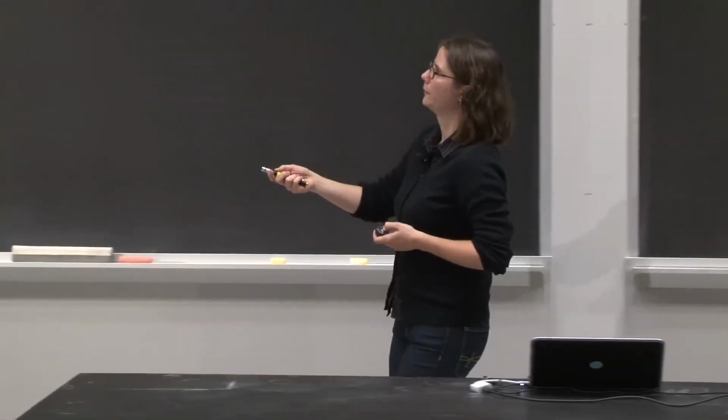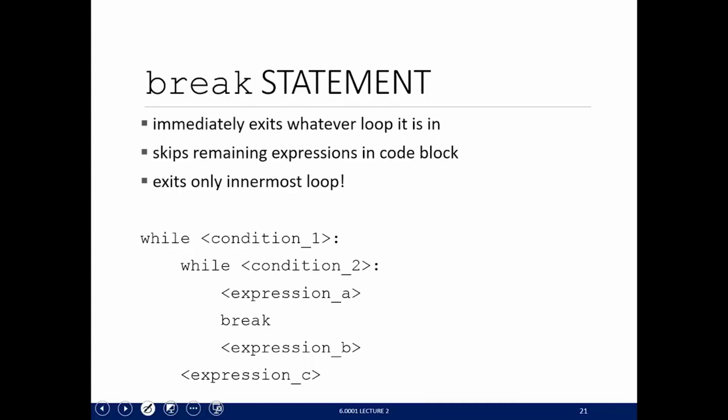So the break works like this. As soon as Python sees this break statement, it's going to say, OK, I'm going to look at whatever loop I'm currently in. I'm not evaluating any expression after it that comes within my loop. And I'm going to immediately exit the loop. So I'm going inside this while. I'm evaluating this one expression, and then I suddenly see a break. Expression B does not get evaluated.